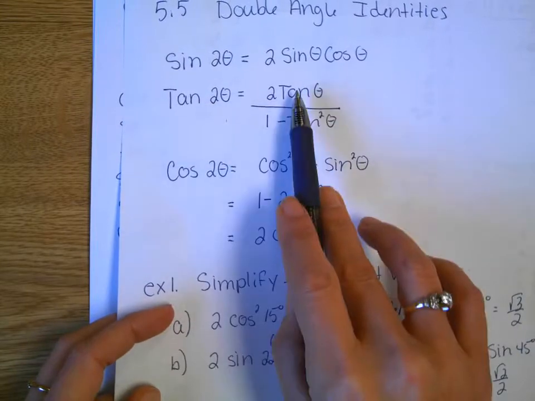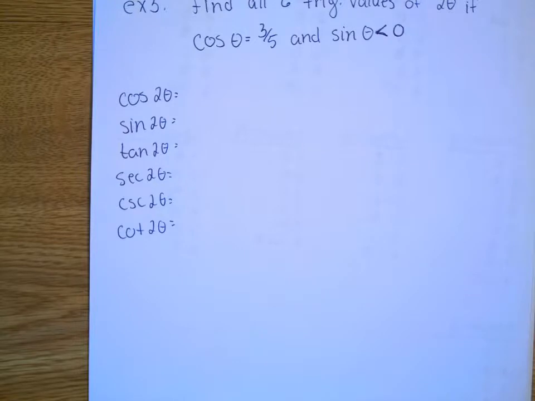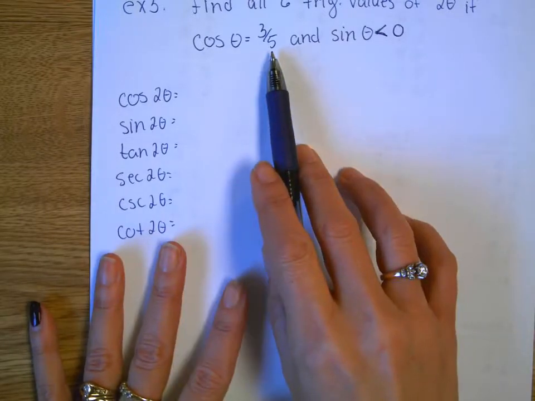I need to know tangent. If I know one ratio, how am I going to find all the other ones? You need a triangle to get all the other ones. Okay, I need to sketch a triangle for theta.